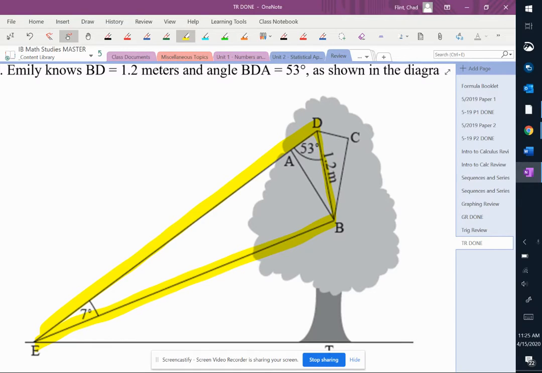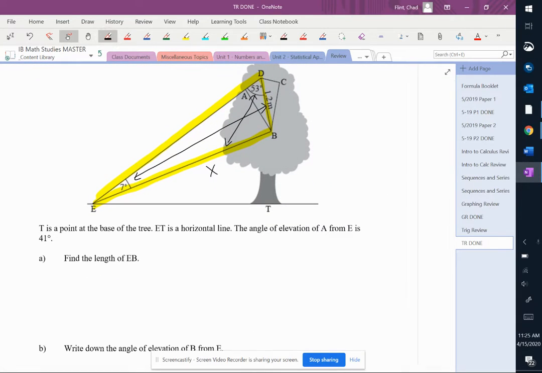Because in that triangle, I know two angles and I know one side and I want a missing side. And if I put my X here, that angle and that side are opposite each other, and this angle and this side are opposite each other. So I can use the law of sines. That's the best way to do this first part. So it's going to be 1.2 over sine of 7 equals x over sine of 53.